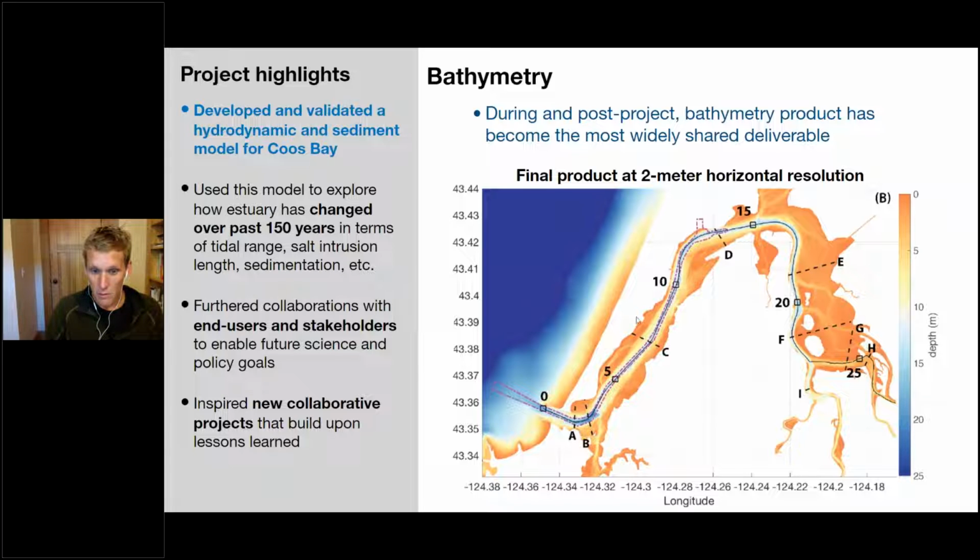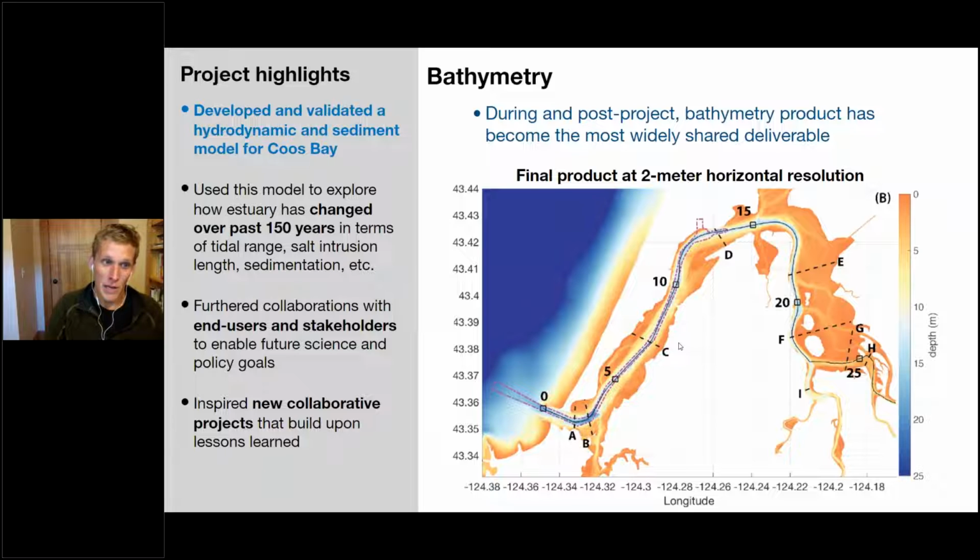And the numbers here represent kilometers from the estuary mouth. So you can see that the estuary is about 25 kilometers long if you go up the main channel up to the Coos River, which is the main source of fresh water to the estuary. You can also see, we'll talk about it later on, but the pink dashed line is a proposed scenario for a widening and deepening of the channel in Coos Bay, and we explore the effects of that on the estuary. But this final project was actually the most widely shared deliverable that, well, it still is the most widely shared deliverable that we have from this project.